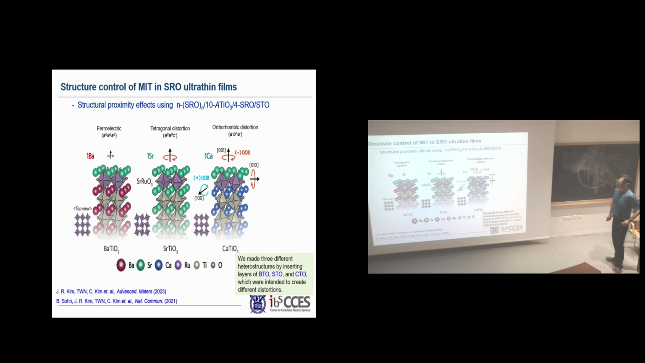So we developed a SrRuO system. On STO, we grow the BTO on top of it, then a single layer of SrRuO. STO, single layer of SrRuO. STO substrate, calcium titanate, single layer of SrRuO. If you move from this direction to this direction, the oxygen octahedral rotation will become larger and larger.